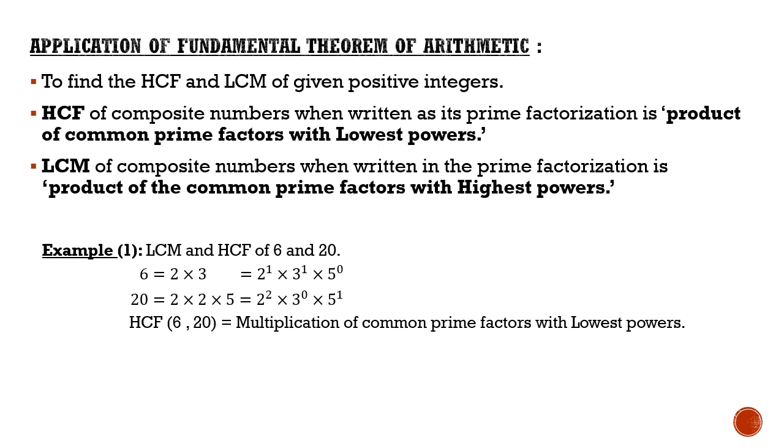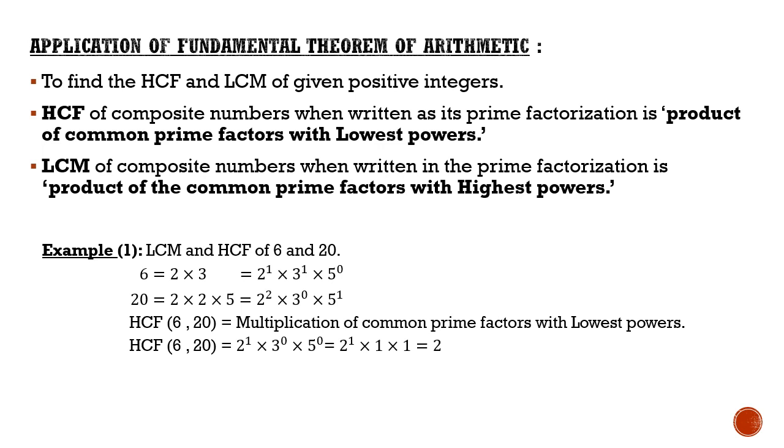So to find out HCF of 6 and 20, what will we do? See, 2 is the common factor. In the prime factorization of 6, we have 2 raised to 1, and for 20 it is 2 raised to 2. Out of these two, we will take the common factor with the lowest power for HCF. Okay, so that is nothing but 2 raised to 1. So we'll take 2 raised to 1. Now the second factor is 3.